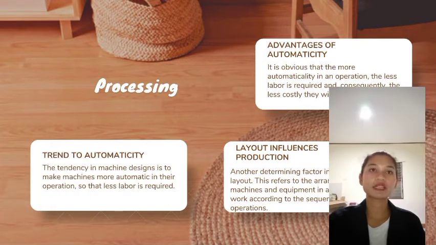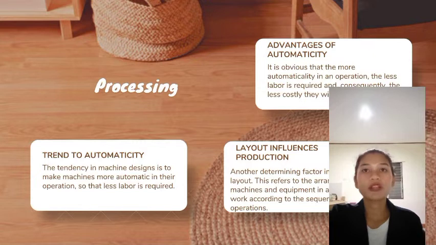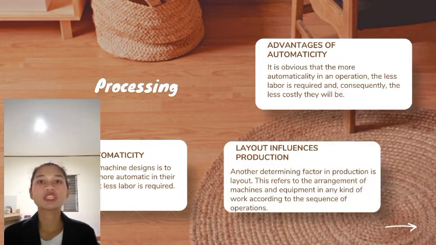The next slide is the processing. The processing has 6 major types. First is the trend to automaticity. The modern printing press is automatically fed and powered by an electric motor. While the modern printing press is powered by a motor, the early printing machine was manually operated. More automation in machine operation is a common trend in machines, which reduces the need for manpower.